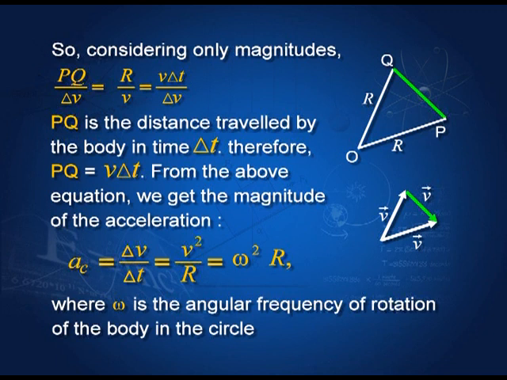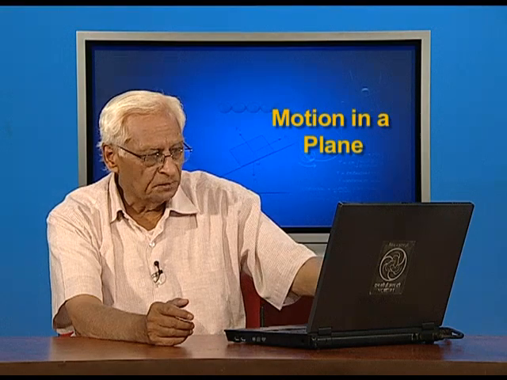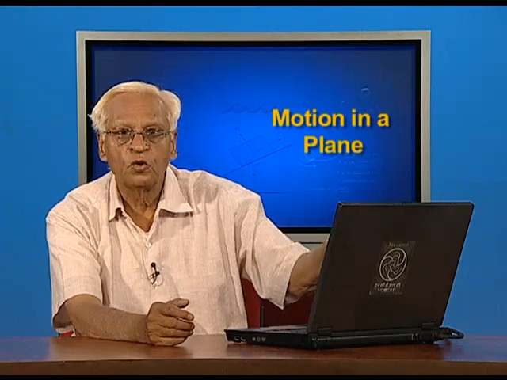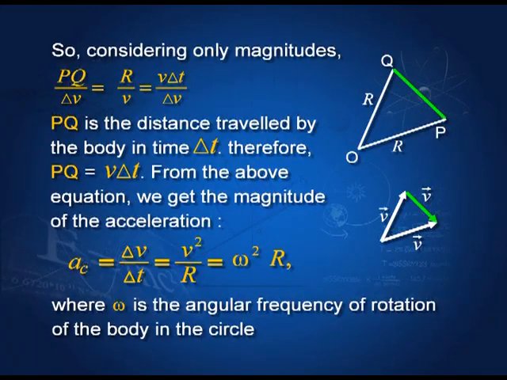The magnitude you can see easily, in fact, is v squared by r. Delta v by delta t from this equation is v squared by r. This is called the centripetal acceleration, v squared by r. In terms of the angular frequency, it can be written as omega squared r, where omega is the angular frequency of rotation.